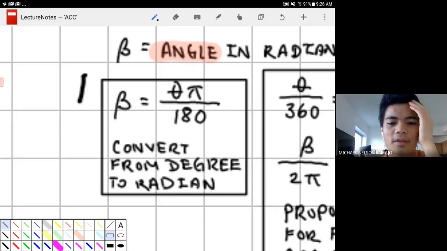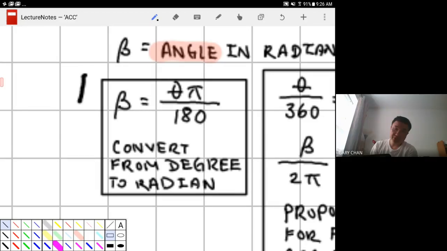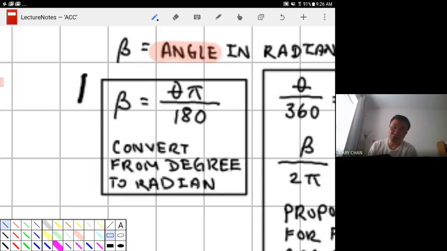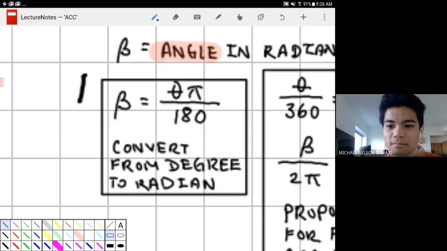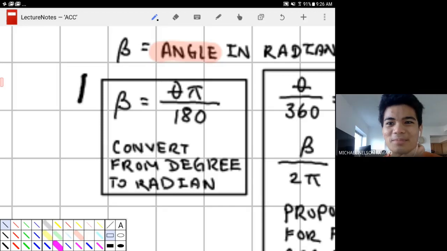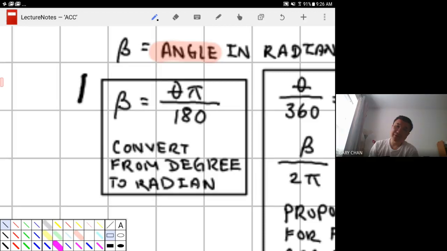Beta equals theta times pi over 180. That's true, but what is known in this equation for this problem? Theta, 5 pi over 12. So one more time, is 5 pi over 12 beta or theta? Theta. It's beta. Oh, it says in the problem it's theta. In the problem description, they gave you the symbol. It says theta is equal to 5 pi over 12, right?